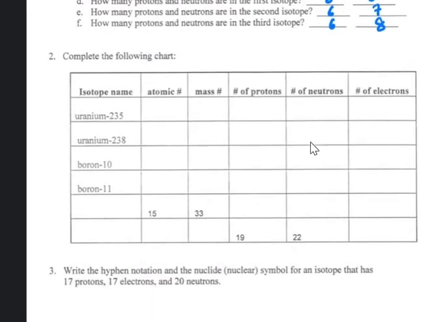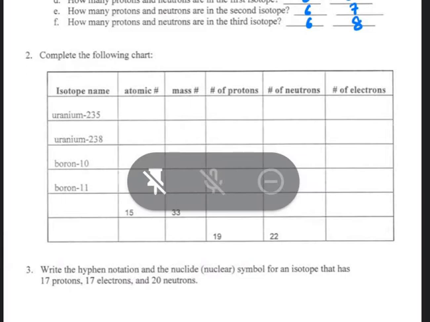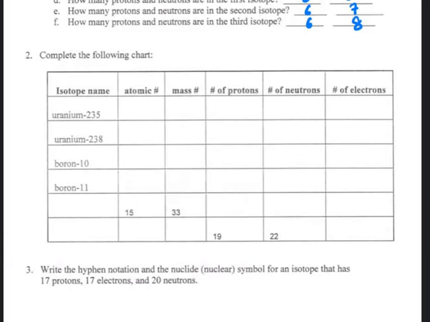Complete the following. Okay. So we have a table here. Uranium 235 and 238 basically ada dekat my PowerPoint lecture notes pun. Tapi kita nak refresh je balik apa yang kita dah discuss malam. So by right, what is the atomic number for uranium 235? 92. Okay. And then what is the mass number?